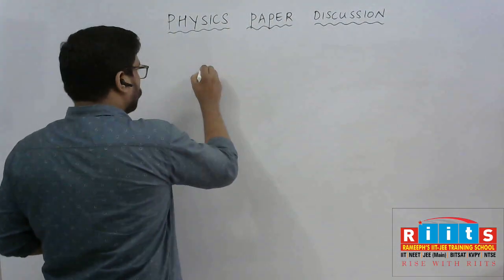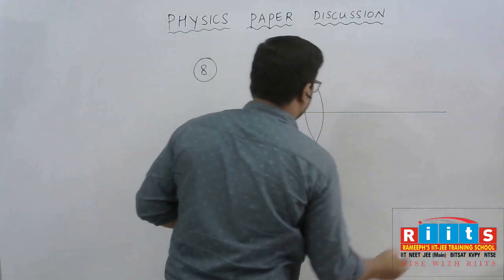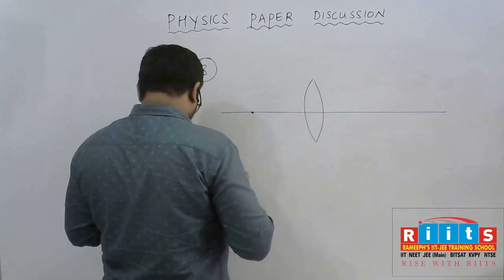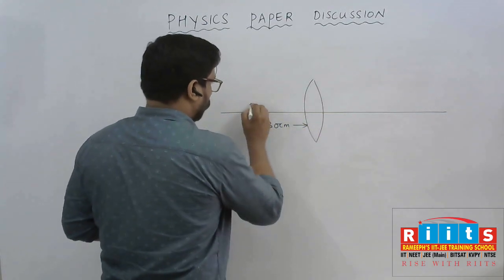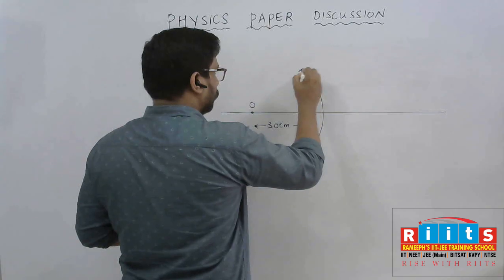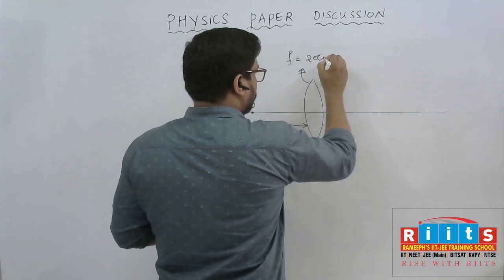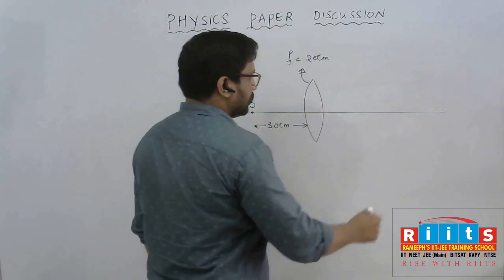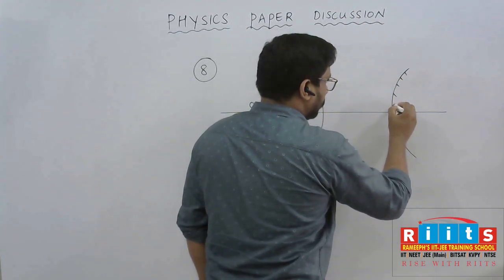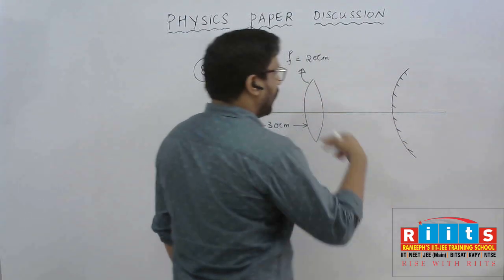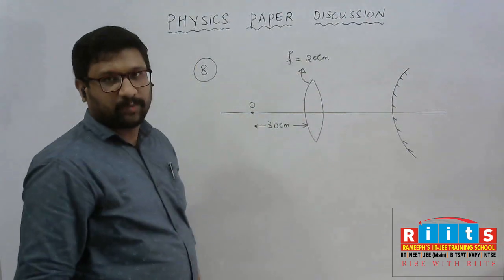So in this given question, a convex lens is there and we are placing an illuminated object at a distance of 30 centimeter. So this is the object distance, and the focal length of this convex lens is given as 20 centimeter. From this lens position, we place a convex mirror in such a way that after reflection, the final image is coinciding with the object's position.